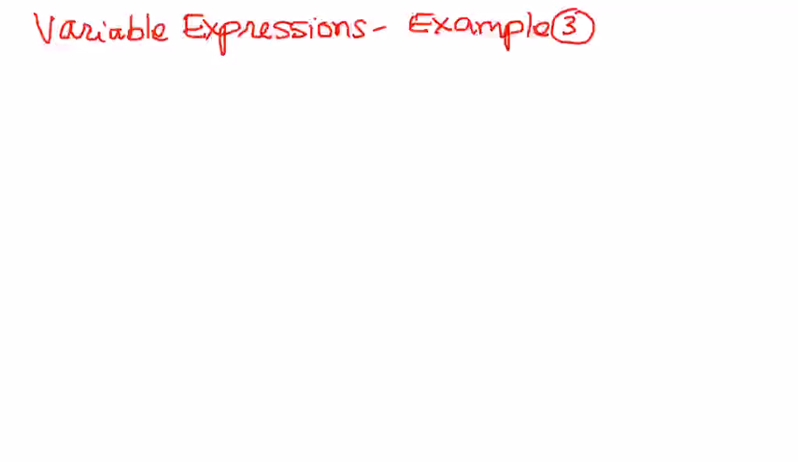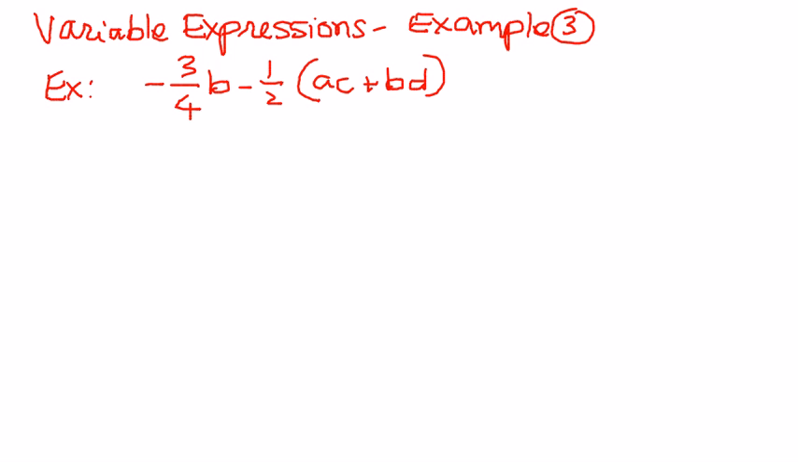Welcome to my presentation. In this presentation, let us look at some more examples related to variable expressions. Let's say we have an example of this type. We want to evaluate this variable expression, negative 3 over 4b minus 1/2 of (AC plus BD), and the values of the variables are given to us as follows.